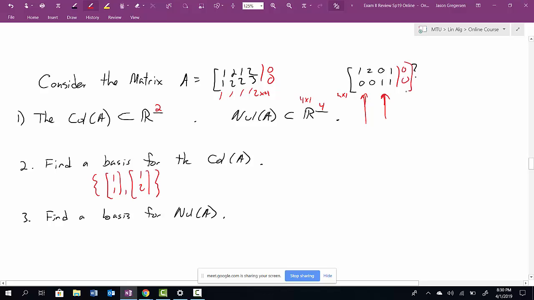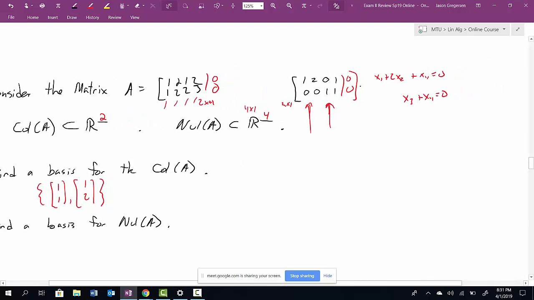All right, from there, I just write out the equations associated with each row. First row tells me x1 plus 2x2 plus x4 equals 0. Second row tells me x3 plus x4 is equal to 0. I don't have an equation that starts with x2 or x4 because x2 and x4 are free variables, absolutely. So x2 is equal to x2, x4 is equal to x4.